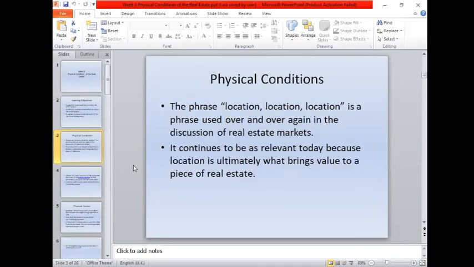If we talk about the physical conditions, it covers the soil, the location, and also other structures or developments on the land, which are considered to appraise the value, because the word location is used over and over again when discussing real estate markets.